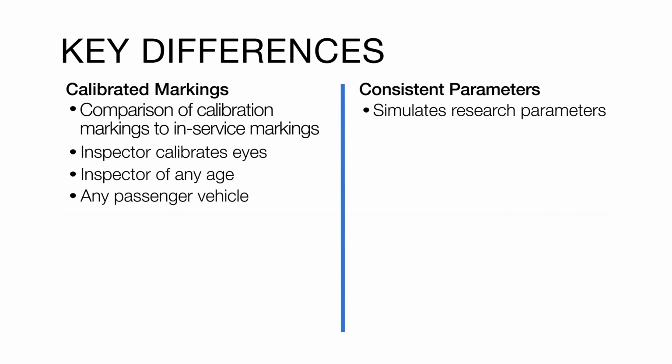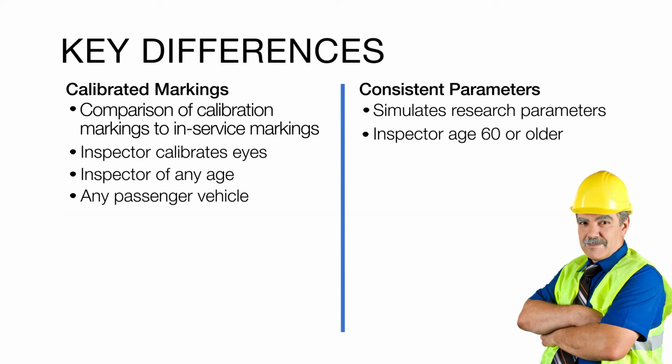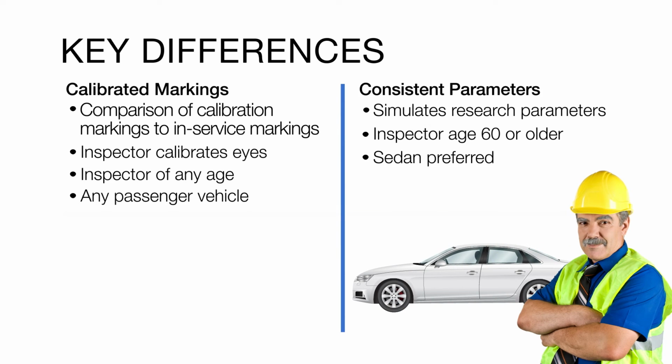For the consistent parameters method, the inspector must be age 60 or older. The older inspector can be thought of as a surrogate for maintained minimum retroreflectivity that meets the needs of 90% of drivers, as explained in the Methods Report. Any passenger vehicle is acceptable for this method, but the research that developed the minimum levels indicates that a lower profile passenger vehicle, like a sedan, makes viewing pavement markings more challenging because less light is returned to a driver's eyes. Therefore, a sedan is preferred over a higher profile passenger vehicle like a pickup or SUV.